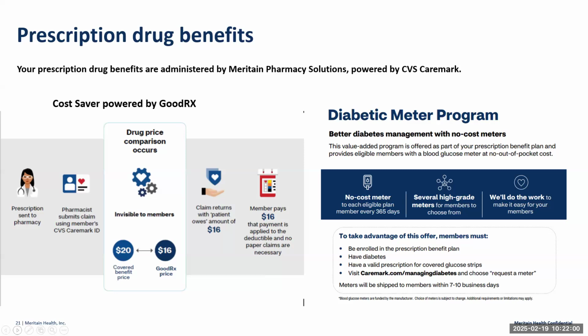And then something else that we like to point out is that you have a diabetic meter program. So if you are diabetic, you can go to caremark.com/managingdiabetes and choose the request a meter. And then meters are going to be shipped to the member within 7 to 10 business days. So you do have that available just through CVS. So you want to make sure you know about that.